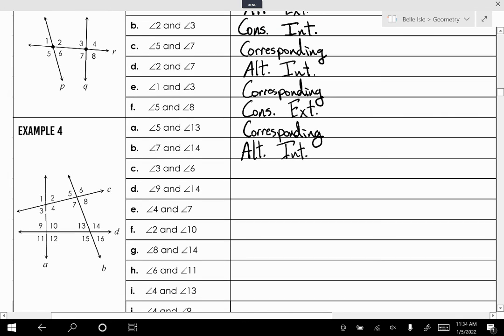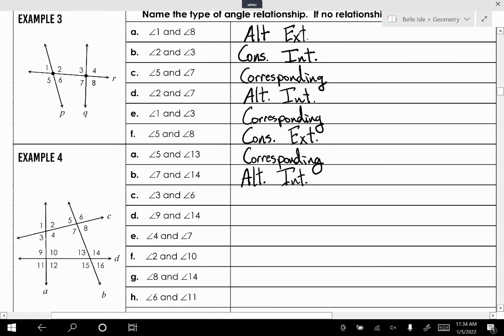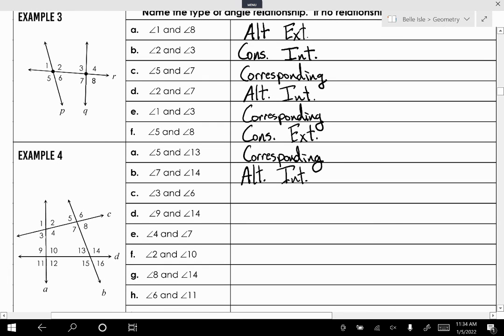Okay, I'm putting the solutions for example 4 up there. If you want to check your example 3s as soon as you're ready, you can.